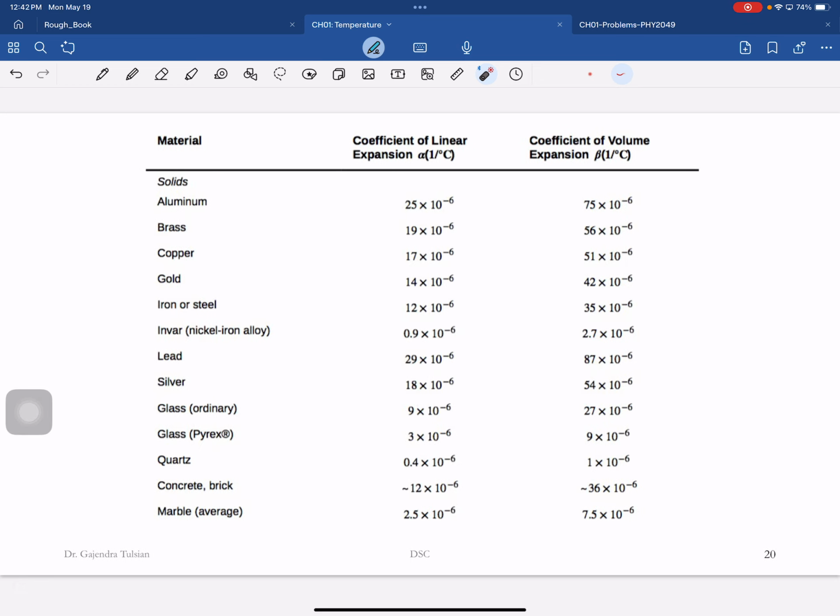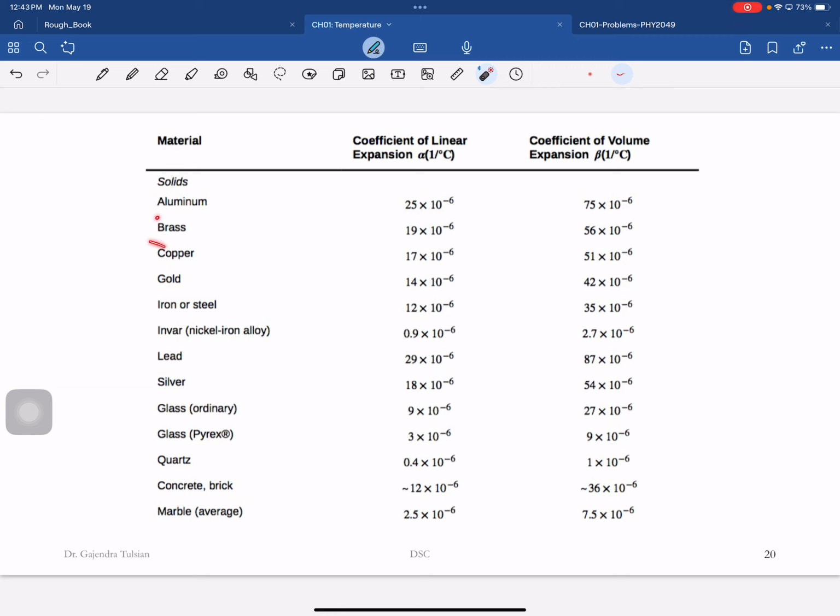This number is important enough that they give you a table. So for various materials, here's the coefficient of linear expansion. Why is it different for volume expansion? For the same material, it turns out that the volume expansion is 3 times the linear expansion.